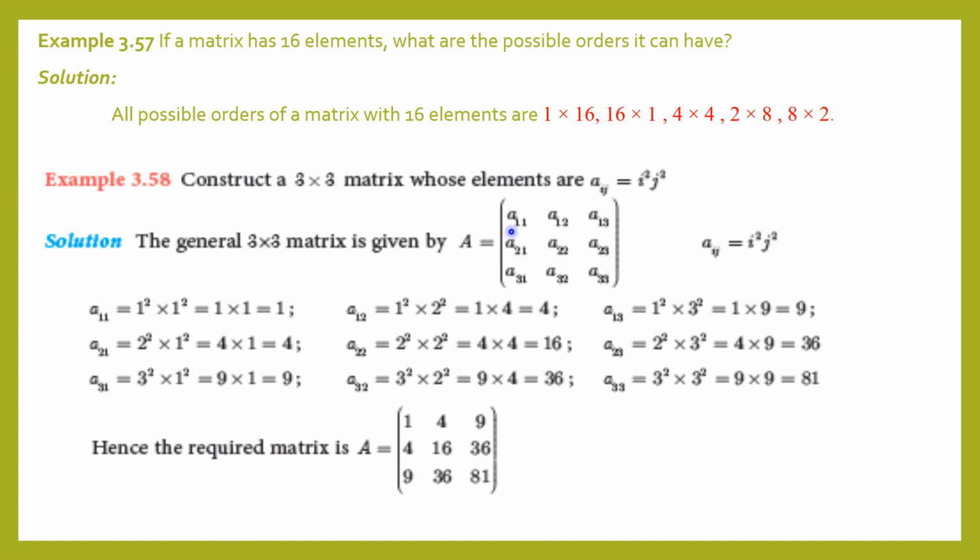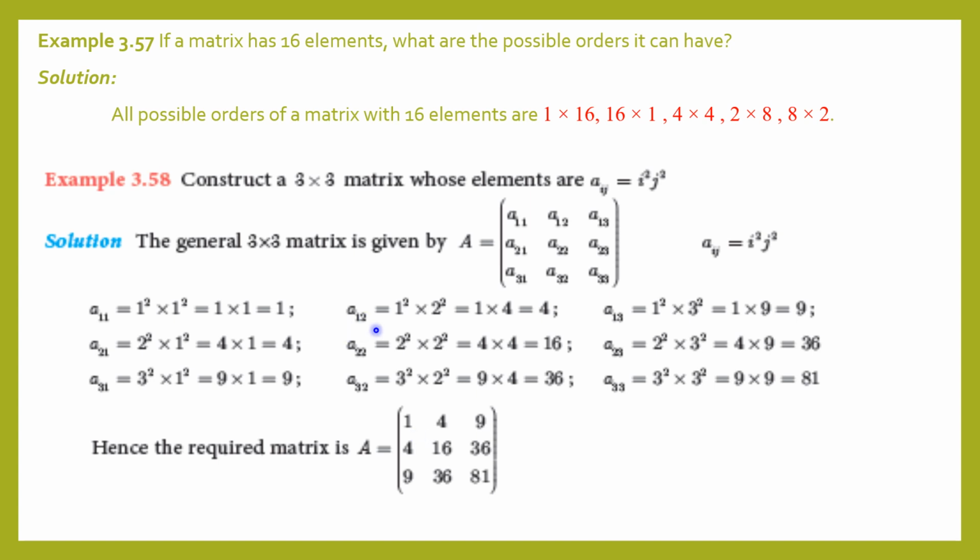Here they have given this Aij. Here i represents the row number, j represents the column number, and it is given as i square and j square. So now we are going to find the A11 value. Here A11 means the i value is 1, the j value is 1. i square into j square means 1 square into 1 square. 1 square is 1, 1 into 1 square is 1. So we will get 1. That is, the element in A11 is 1.